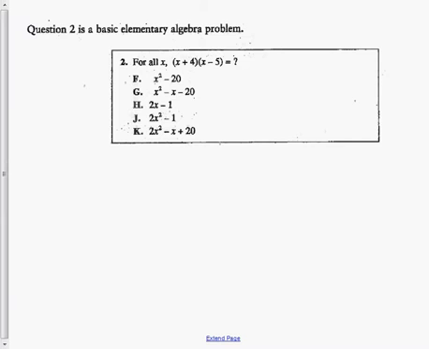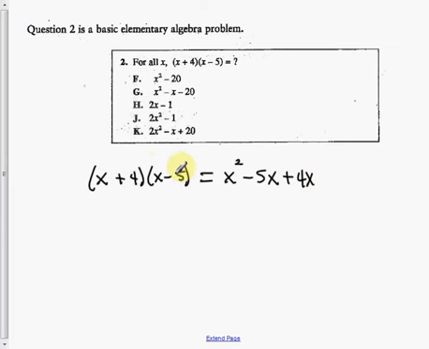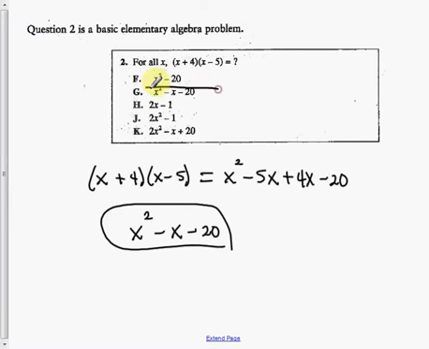Number 2: x plus 4 times parentheses x minus 5 is equal to... I think you all got that one, but I'll put it right here. So just a straightforward FOIL: first times the first is x squared, outer times the outer, minus 5x, inner times the inner, plus 4x. Then the last times the last, minus 20. So we get x squared minus x minus 20. Right? So we got G.